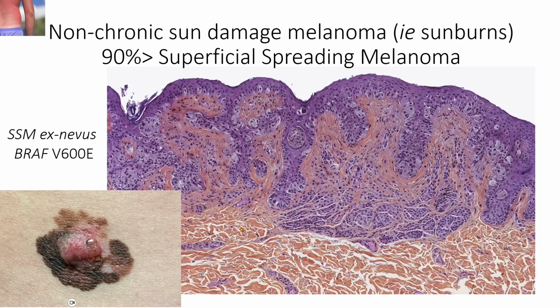So the first class is non-chronic sun damage melanoma, arising from areas where a patient had sunburns. Most of these cases are going to be superficial spreading melanoma subtype. In these, we have the ABCDE clinical presentation, and most of the cases will have a nevus that you can see here. They have pagetoid features with large pigmented melanocytes. And most of the time, we will find a BRAF mutation or NRAS mutation.